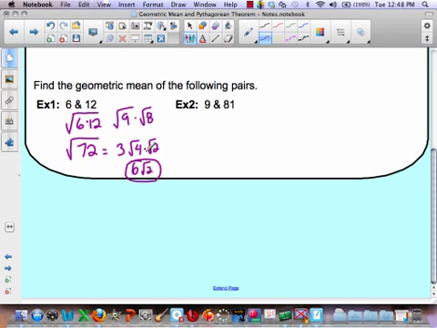Are you going to have to work them backwards? Like starting off with 6 radical 2 and getting 6 times 12? No. Okay.